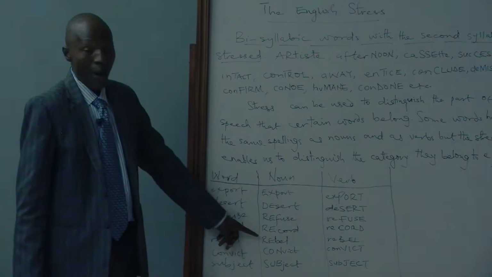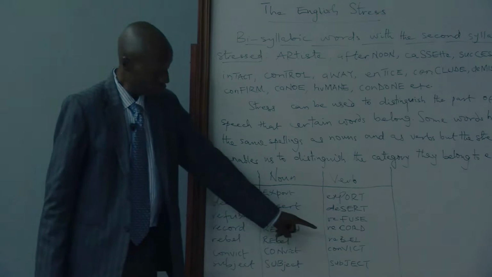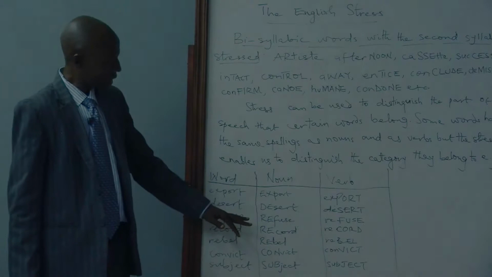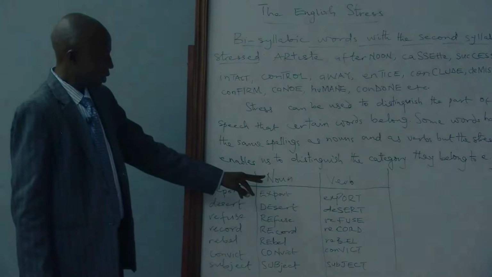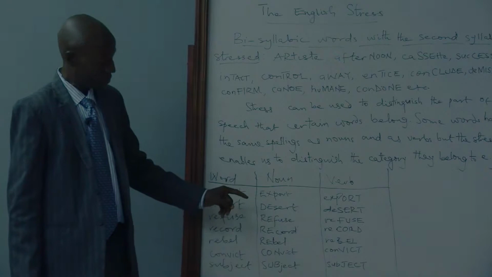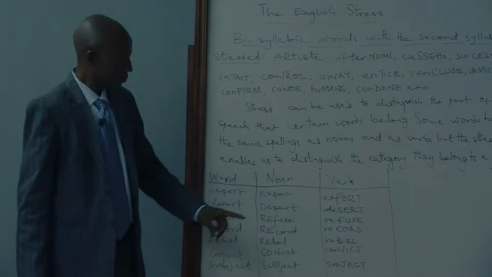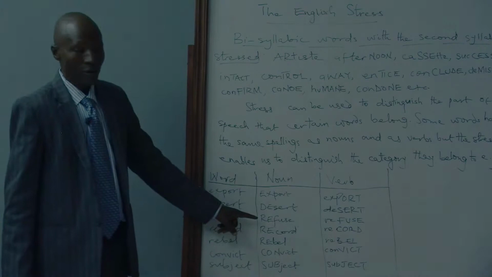Convict, convict. Subject, subject. I want to go through these words again, although I still have others to add. We have the noun here, we have the verb here, but they don't sound alike, although they have the same spellings. Now, export for noun, export for verb. Desert for noun, desert for verb. Refuse, refuse. Record, record.